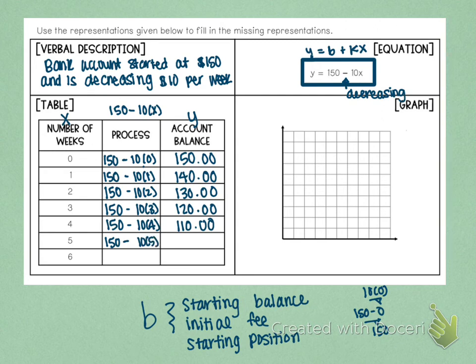For 5 weeks, we have 10 times 5, which is 50, and 150 minus 50 is 100. And lastly, 10 times 6 is 60, and 150 minus 60 is 90. Okay, so your x values are number of weeks, and your y values are your account balance.